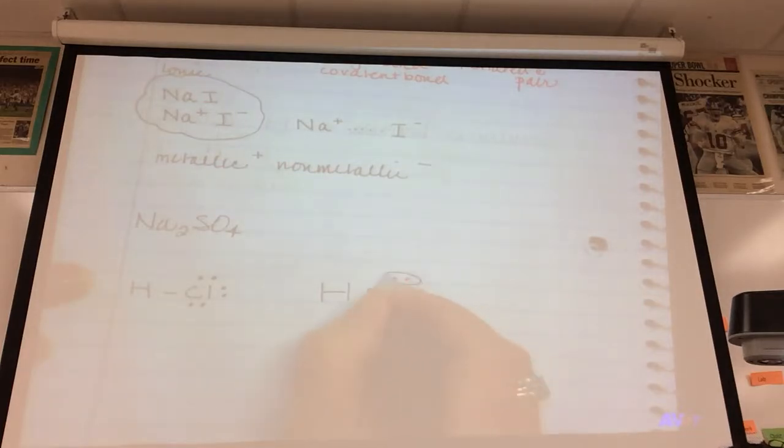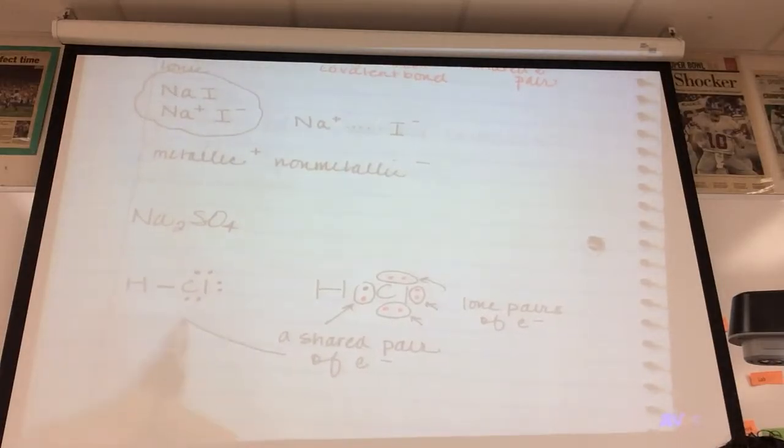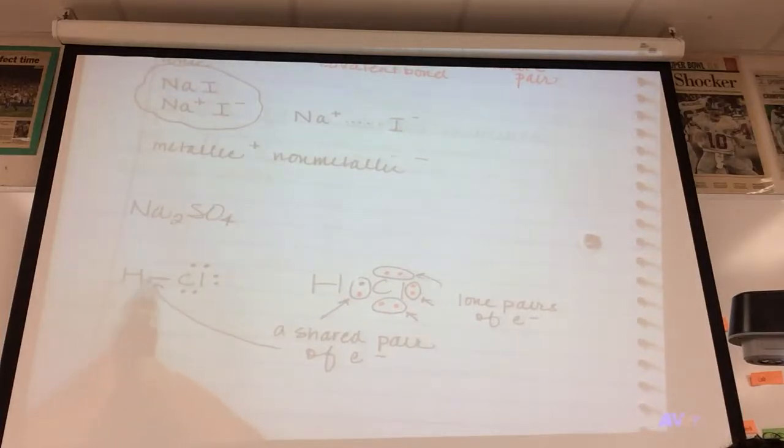So chlorine has 1, 2, 3 lone pairs of electrons, and this in the middle here, you have 2 different colors, is a shared pair of electrons, and we can represent a shared pair of electrons as a single bond, the single stick here.